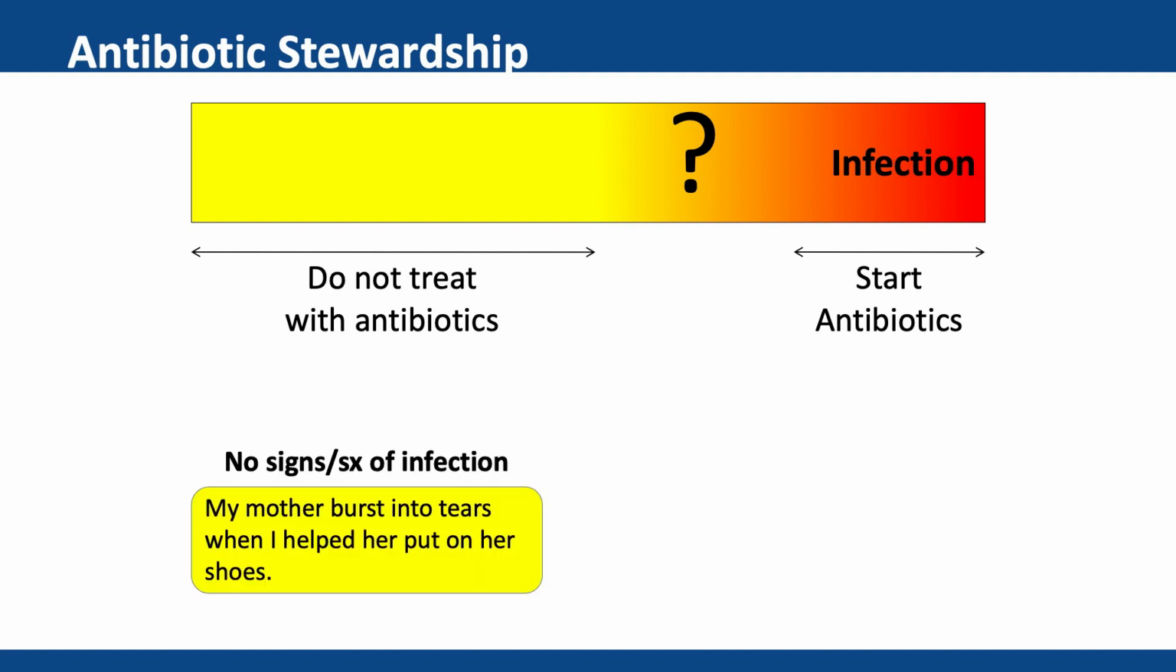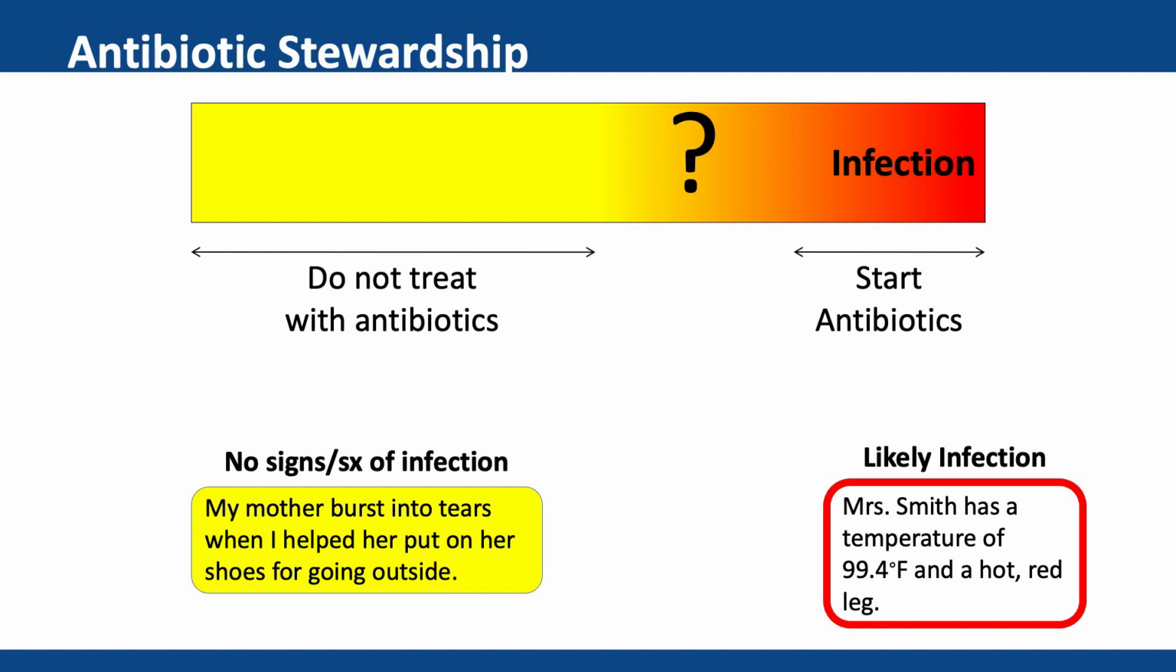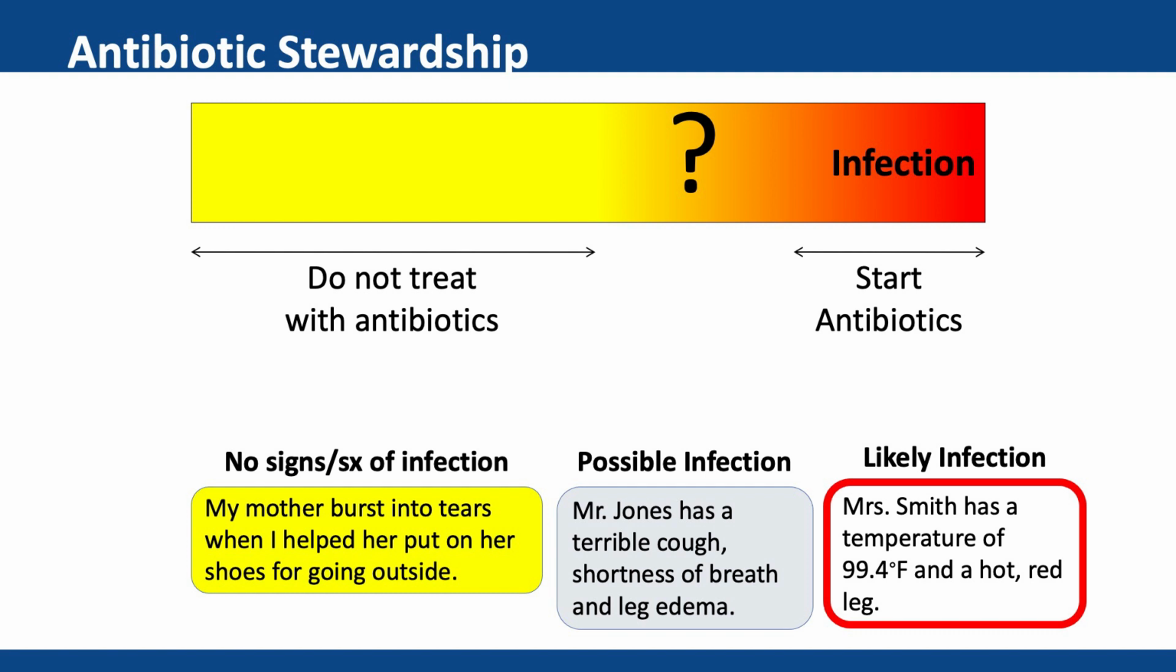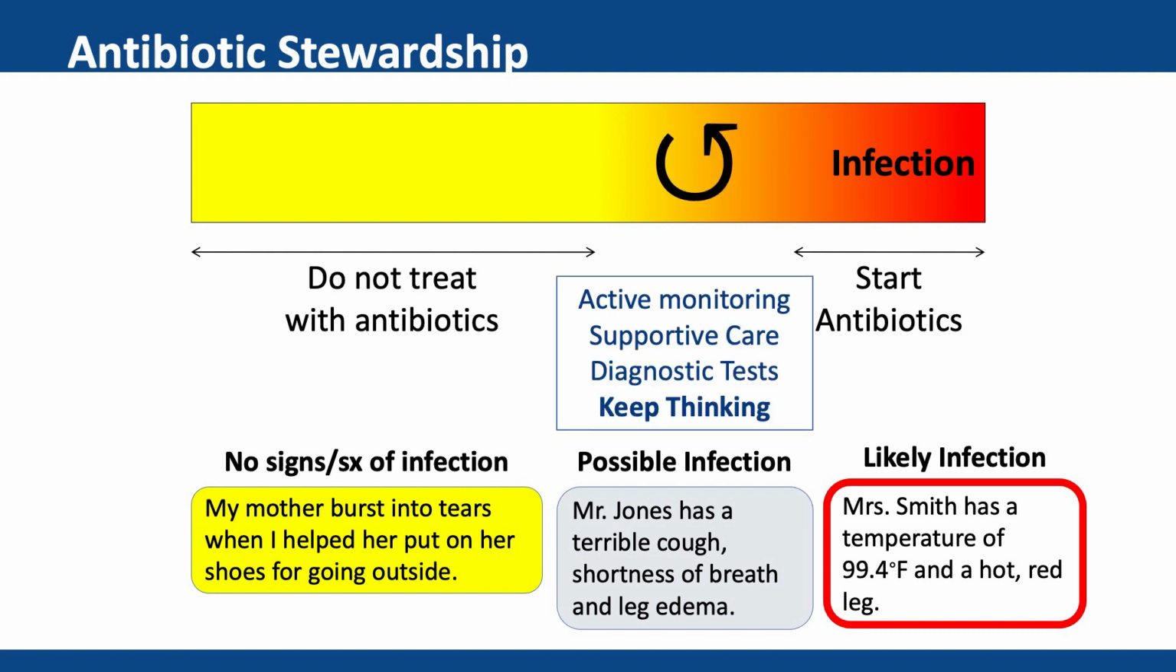So, no infection, as an example. My mother bursts into tears every time I help her put on her shoes. Do you think it might be a UTI? Of course it's not a UTI, it's a bunion. All right, Mrs. Smith has a temperature of 99.4 degrees and a hot red leg. That's cellulitis, let's get something going for her. Okay. But what about this guy? Mr. Jones has a terrible cough, shortness of breath, and leg edema. So is that a heart failure exacerbation? Or is that a heart failure exacerbation caused by pneumonia or COVID or influenza? Oh, I don't know either.